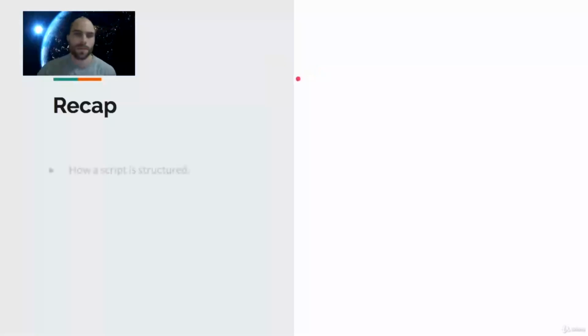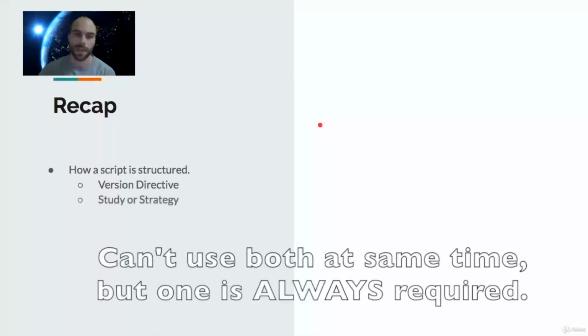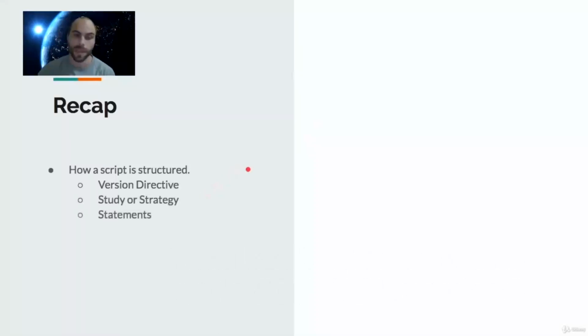In a recap, we went over how a script is structured. We saw at the top of a script, we have the version directive, which tells the compiler what version we are using. And the next thing, we had a study or a strategy annotation call. In between that, we have statements, function calls, calculations, whatever else. You can order them whatever way you want, inputs, variables. And then after that, you have to have an output of some kind.